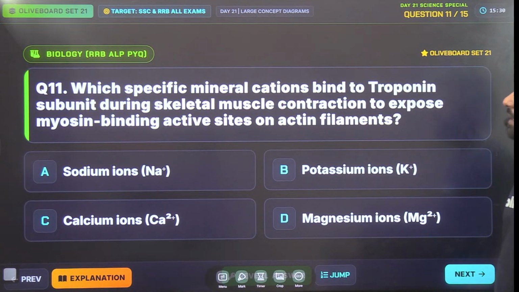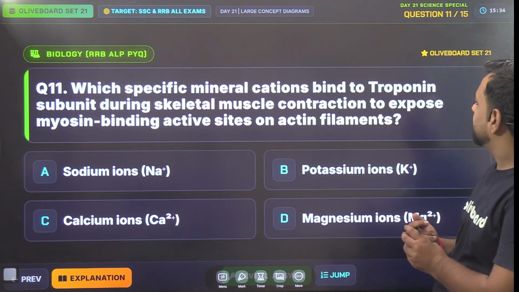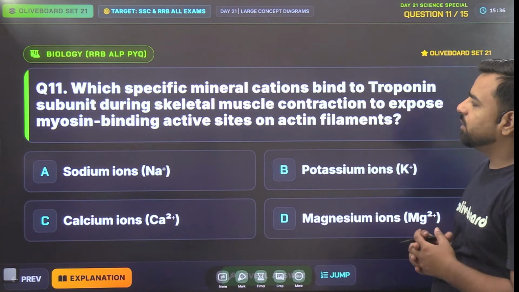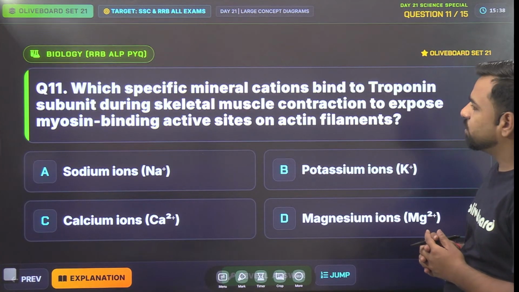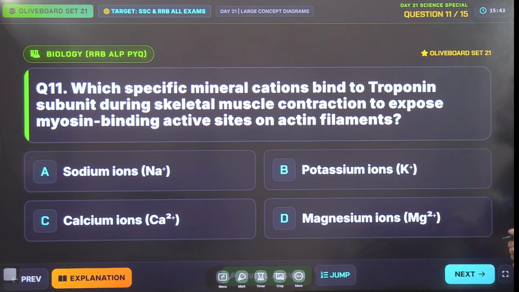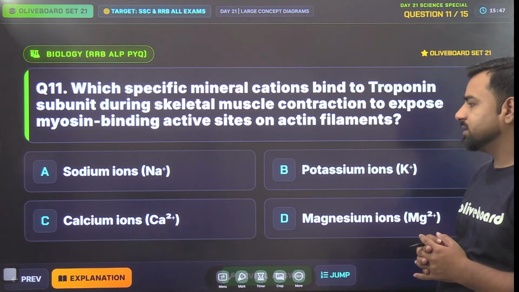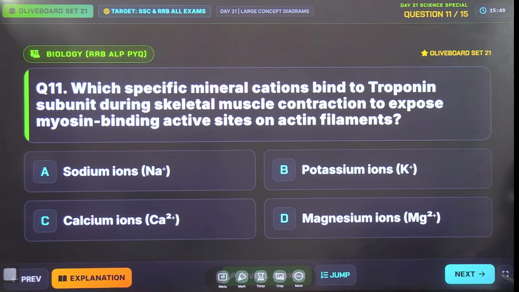Yeah. So that's from bio now. Which specific mineral cations bind to the troponin subunit during skeletal muscle contraction to expose myosin binding active sites on actin filaments? Will it be sodium ions, potassium ions, calcium ions, or magnesium ions? So you have four options. What do you think should be the correct answer here?